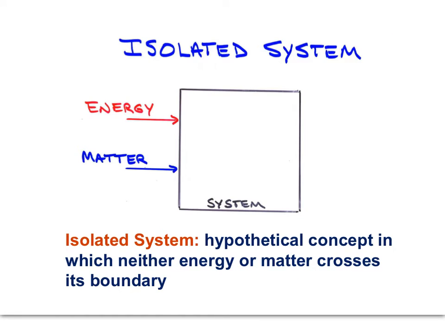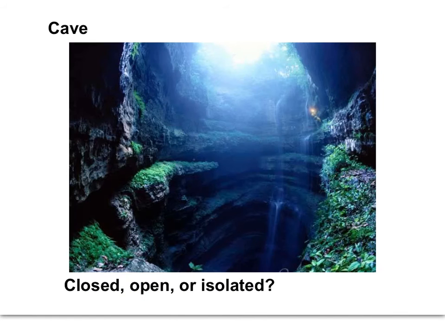Lastly, we can define isolated systems as systems in which neither energy nor matter cross the boundary. Isolated systems are nothing more than hypothetical concepts by which we can compare and better understand open and closed systems. Is a cave an isolated system? No. Caves receive energy from outside as organic matter flows in with stream water or with animals that move in and out of caves. Caves are open systems.